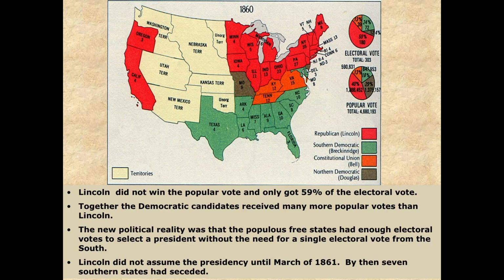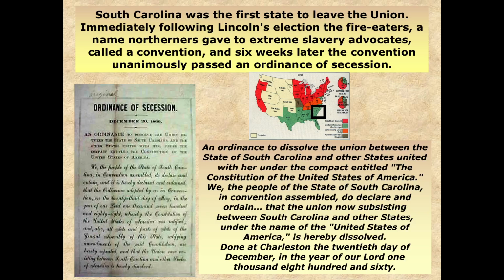And so pretty much what's going to happen is after his inauguration in March of 1861, we're going to have 7 of the southern states secede, which means leave the United States. They actually follow through with it this time and straight up leave. South Carolina's the first one.